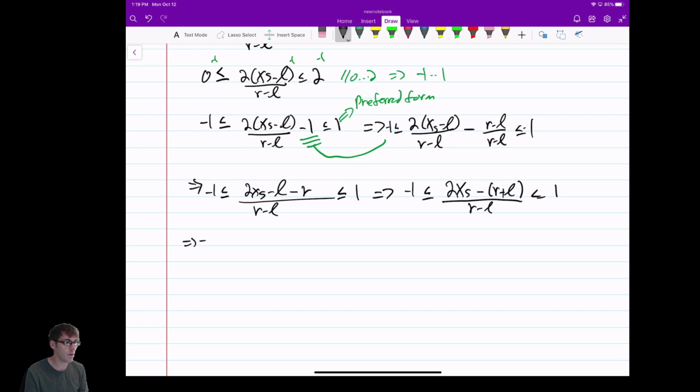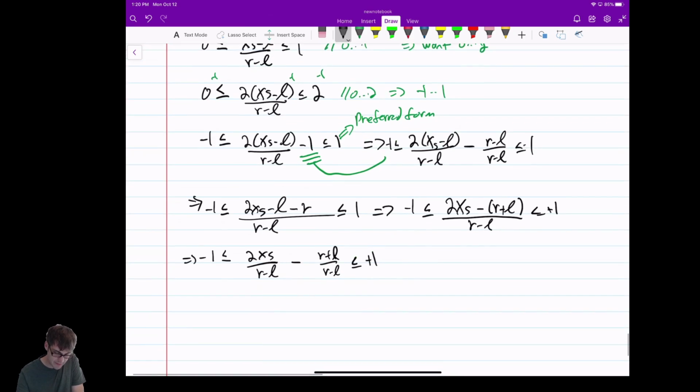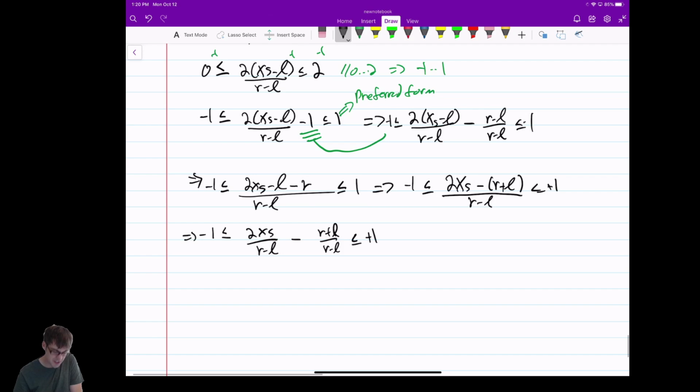So we have -1 less than or equal to 2 of xs over R minus L, minus R plus L over R minus L, less than or equal to +1. That's a negative. Good. Okay, so this is kind of boring. At first, the derivation should make sense. The rest of it is just algebra to get it into a different form. It just makes things a little easier a little later.